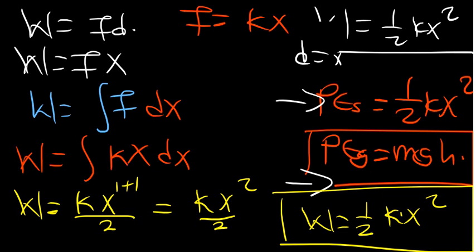Is that okay? Or are you lost? There is a question from the tutorial sheet. Show that the work done by the spring is given by half kx squared. So this is how you show it. Is it okay?